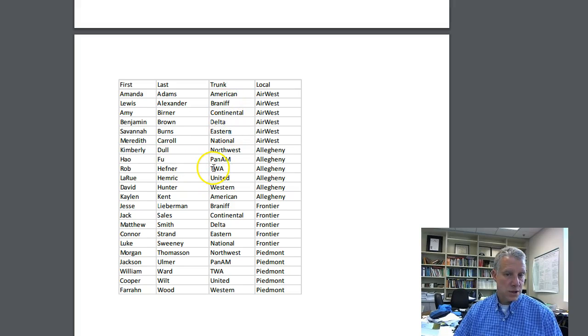So there's 2 workers for each airline. And then there's 4 local airlines: Air West, Allegheny, Frontier, and Piedmont. And so the analysis is to see what output would be, see what that marginal cost curve would be, the total cost curve would be, if Continental merges with Air West, or more accurately, buys up Air West.